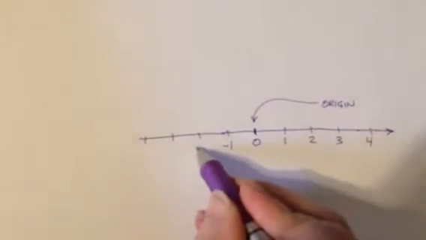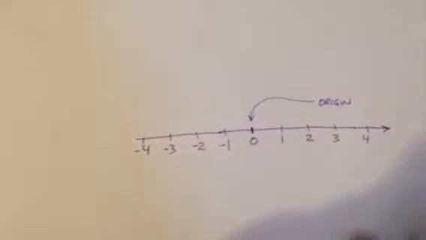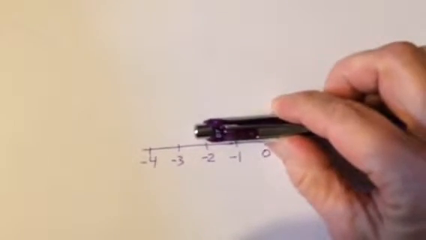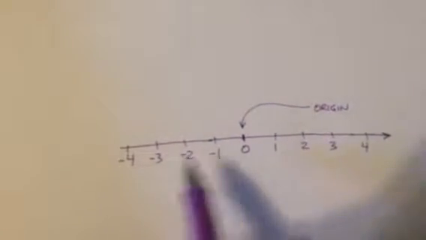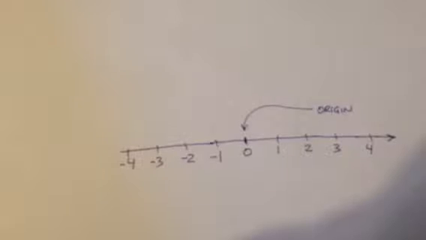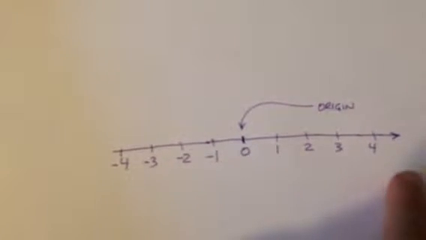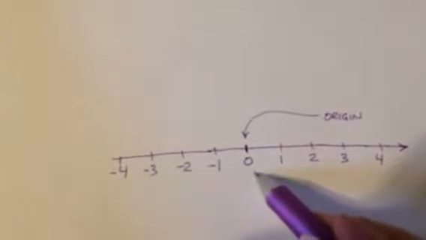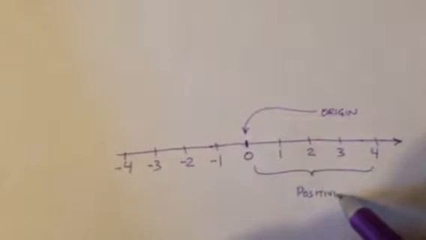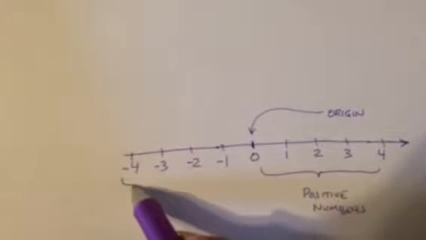So this would be -1 and -2 and -3 and -4, because you see 0 to 2 is that distance, and 0 to -2 should be the same distance, assuming I drew my line nice and straight and these spaces are equal. A number is greater than another number if it's farther to the right on the number line. So these are my positive numbers. These are my negative numbers.